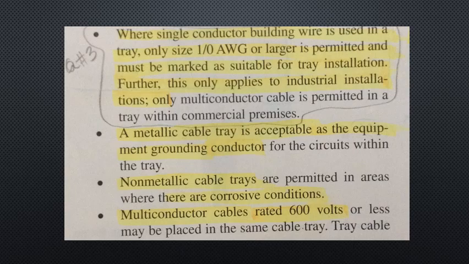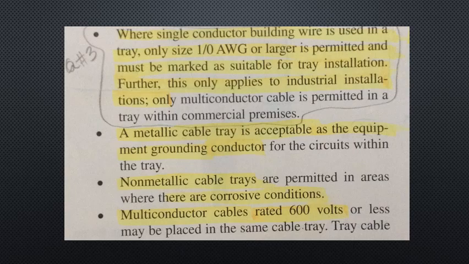Second, a metallic cable tray is acceptable as the equipment ground conductor for the circuits within the tray. Third, non-metallic cable trays are permitted in areas where there are corrosive conditions. Fourth, multi-conductor cables rated 600 volts or less may be placed in the same cable tray.